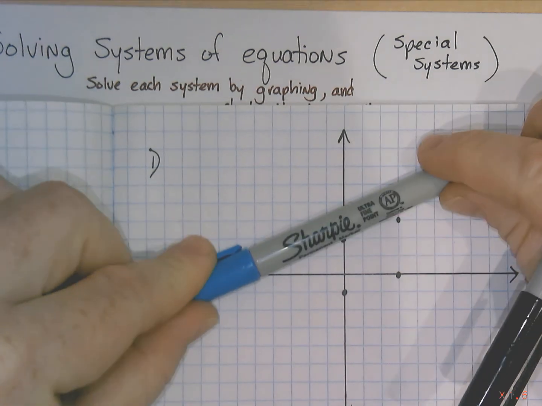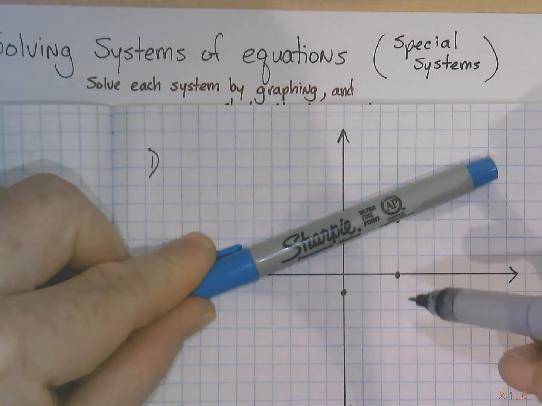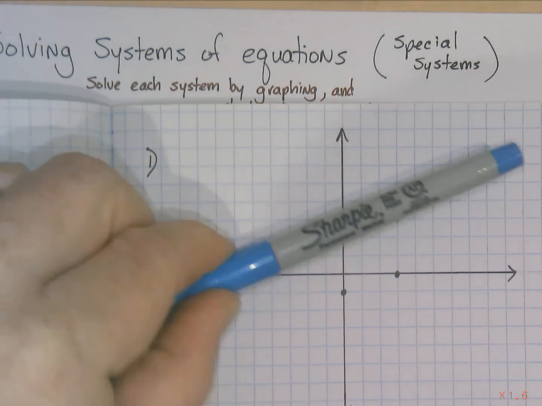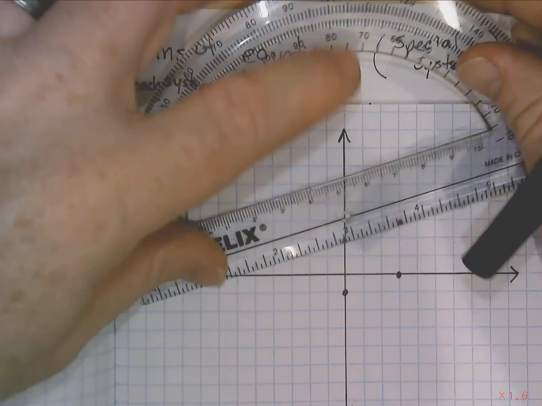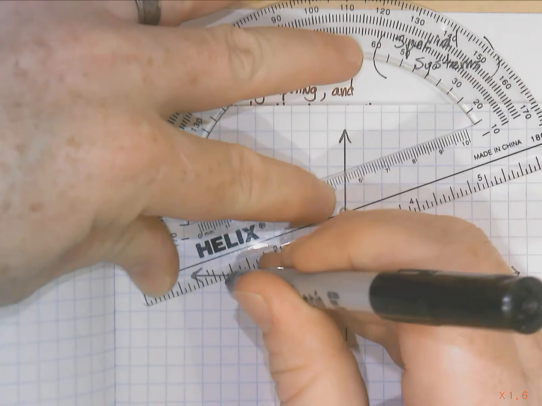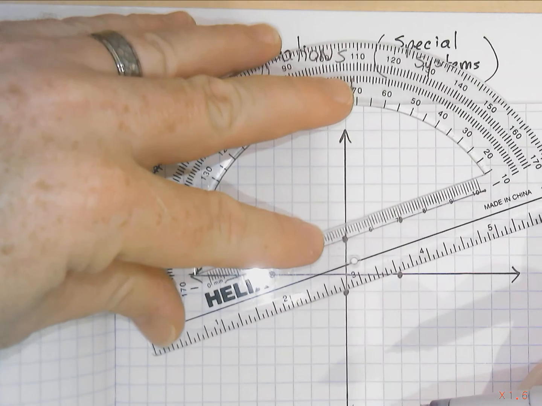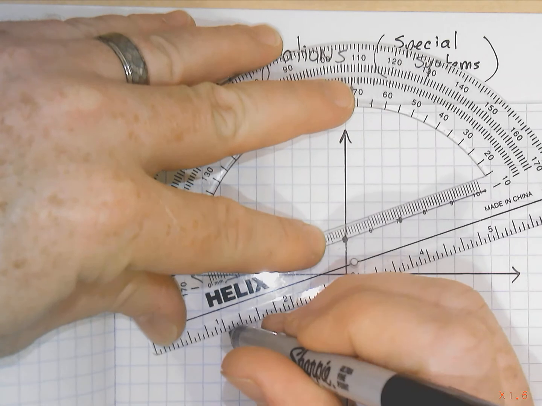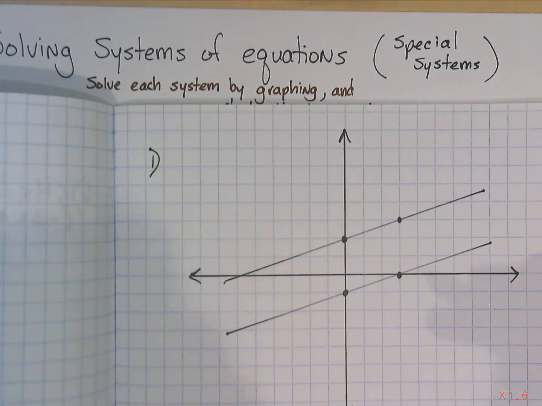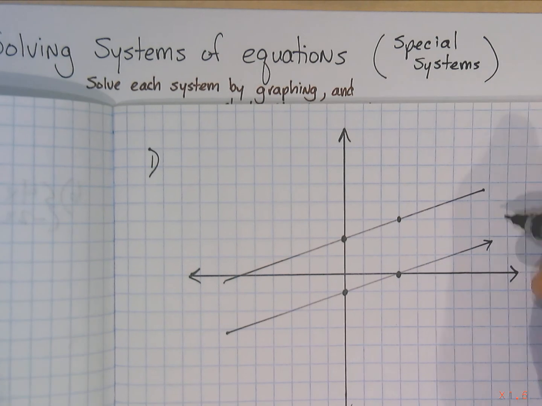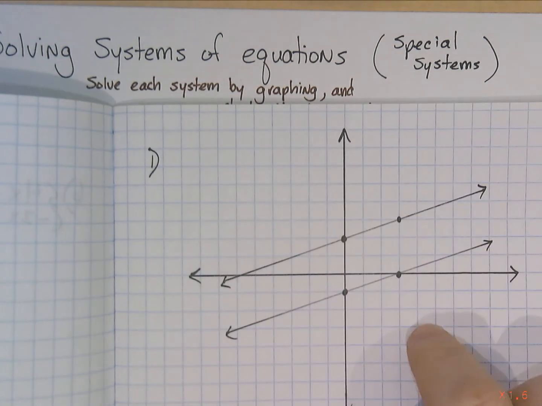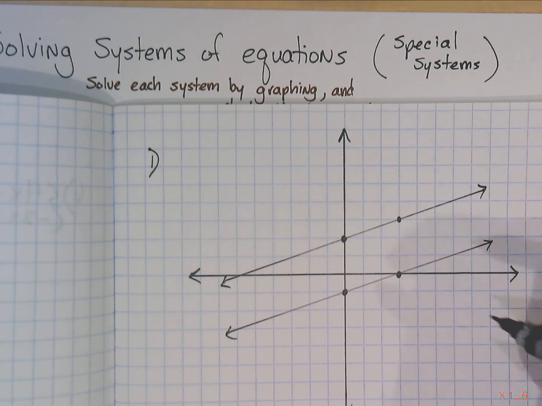Let's see if I can use another marker as a ruler, since my ruler's not here. Actually, wait, I've got one. Shoot, I forgot about this protractor. Sorry about that. All right, so basically you've got this, and you've got this. I probably should have created a few more dots, but this is it. So these lines are parallel. They'll never intersect each other, so there is no solution.